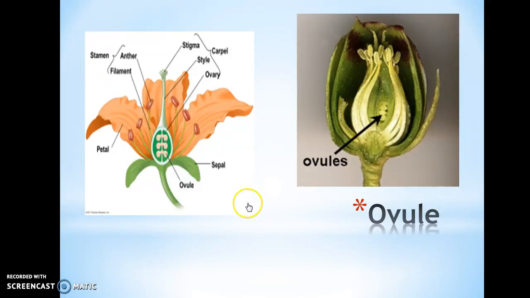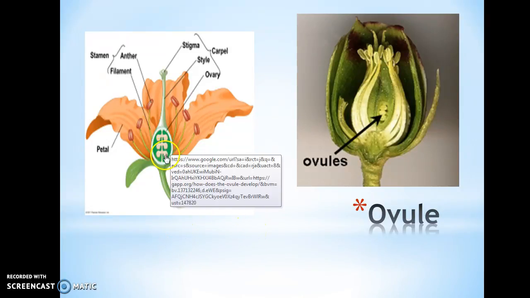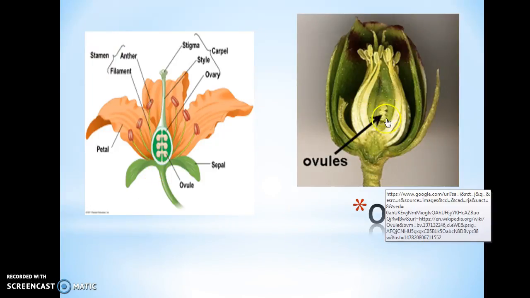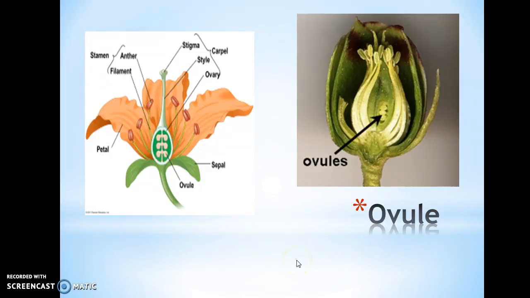Okay, so the next part is the ovule. Again, the ovule holds eggs. You can see this is what it would look like in real life. Ovules look like just little teeny specks, and their job is just to wait to be pollinated, and then they would turn into a seed once they are pollinated.